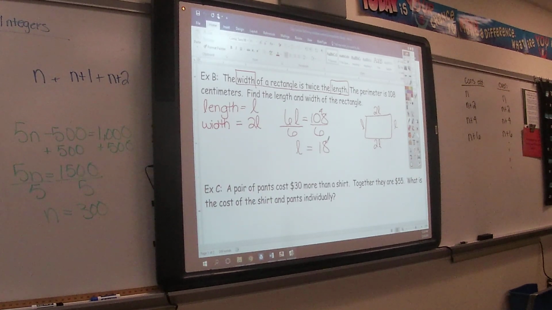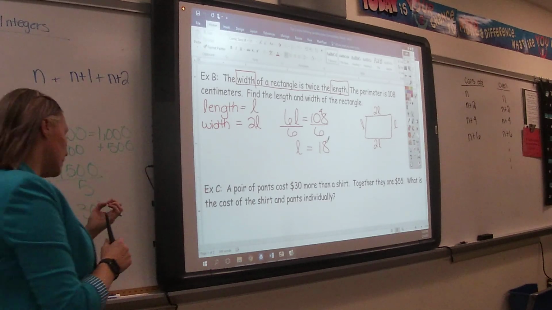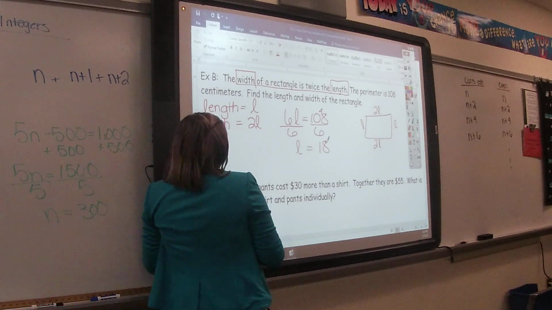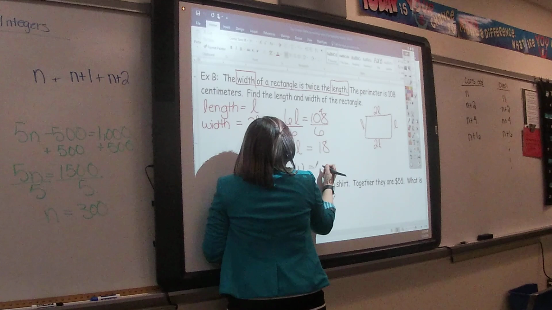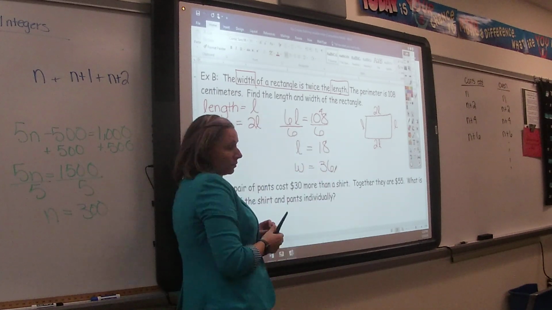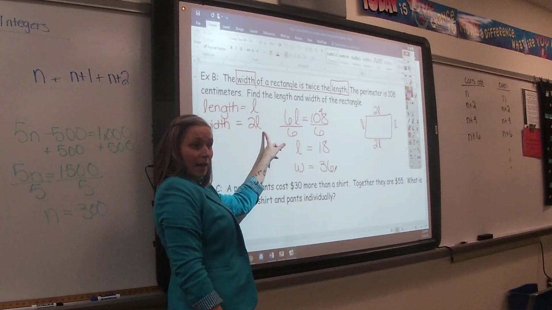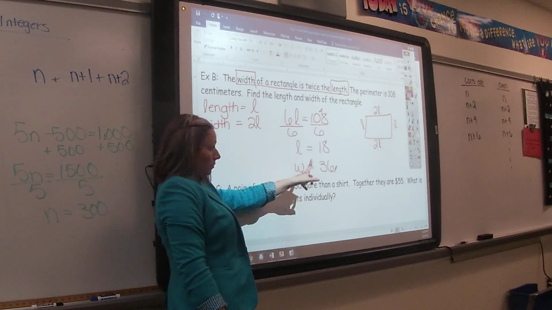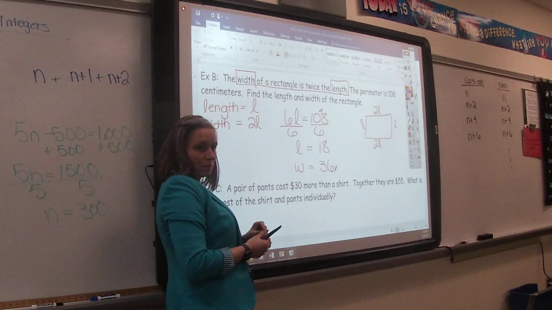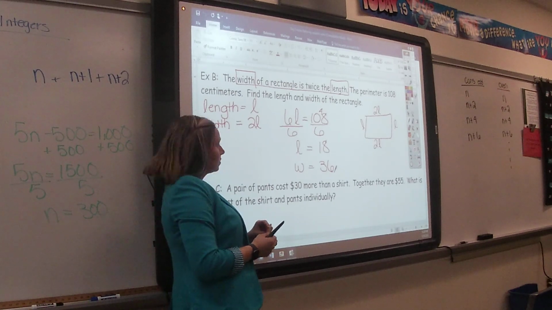Are we done with L equals 18? No. What are we going to do with that? Multiply by 2. Twice the length gives us this. What label do I want to put on here?